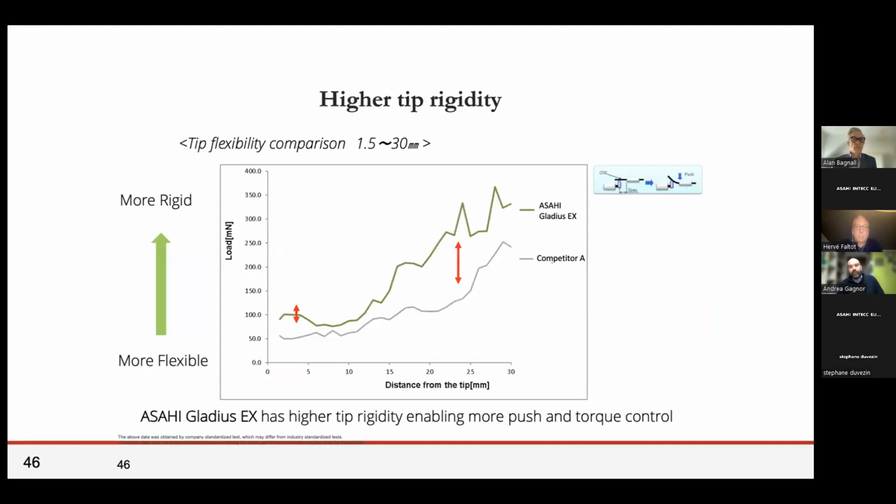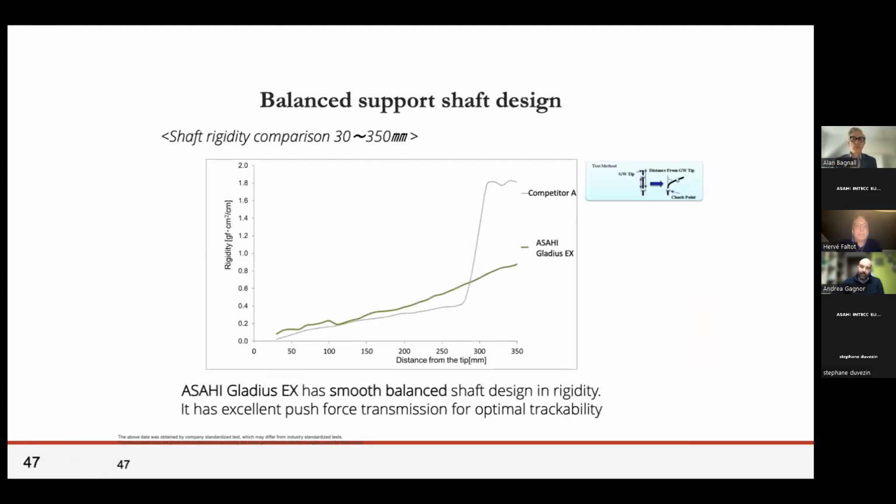Also, the rigidity of the tip is different, but it is very specific and very engineered, so it makes a little bit less difference in the immediate practical perception that you have. And also the support of the shaft is very well balanced, so you don't have an abrupt transition from the proximal to the distal part of the wire. You don't tend to lose the support moving straight towards the end of your wire.